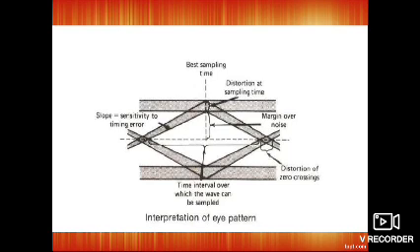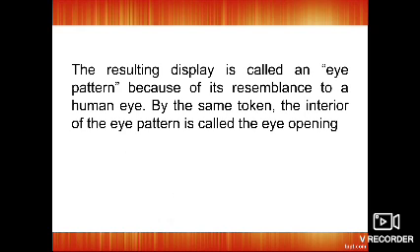The slope is equal to the sensitivity to timing error, and the best sampling time is noted here, that is from the middle to the top portion. Distortion of sampling time is also denoted here, that is the topmost part, and margin over noise is the middle part, and distortion of zero crossing is marked here. The time interval over which the wave can be sampled is noted through this horizontal line. Various important conclusions can be drawn from this eye pattern.